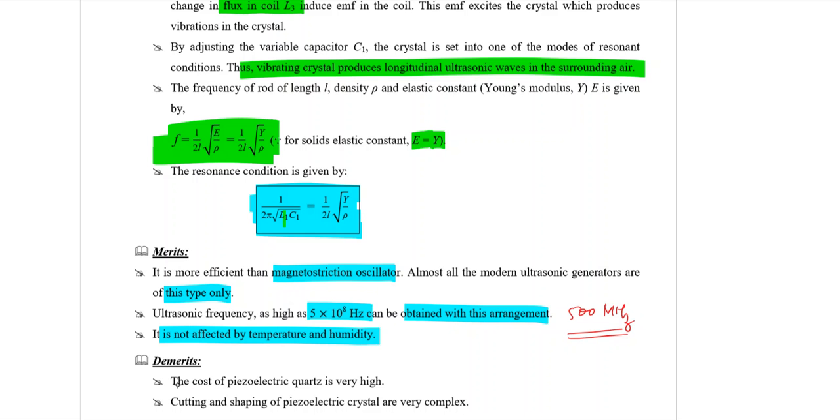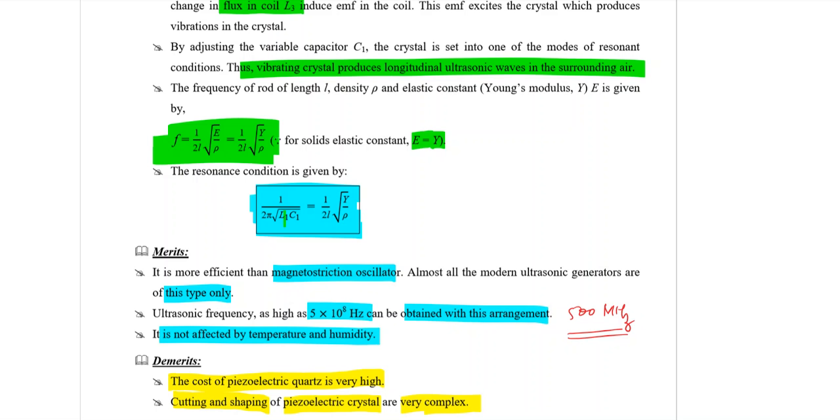But the only limitation of this generator is that the cost of piezoelectric quartz is very high. Why? Because it is a rarely available material, and cutting and shaping of the piezoelectric crystal is very complex, like diamond. We require skilled technicians or skilled workers, so that we can get the cutting and shaping of the piezoelectric crystal as per our requirement to generate the ultrasonic waves. As the cutting and shaping is very complex, very rare manpower is available for that, and due to this, the cost of the piezoelectric quartz or piezoelectric generator increases. So it is better to use magnetostriction for lower frequency ultrasonic waves, and for high frequency ultrasonic waves, we must use the piezoelectric generator. So this is the end of the second part, which is the production of ultrasonic waves.